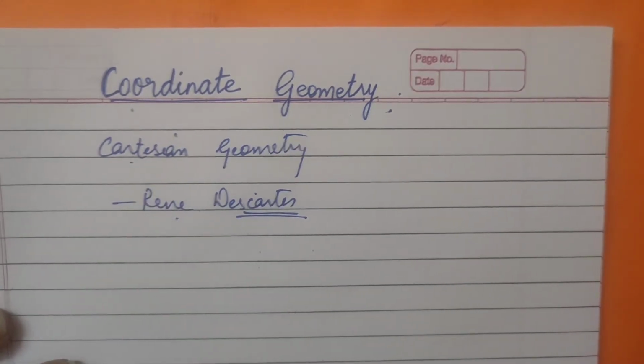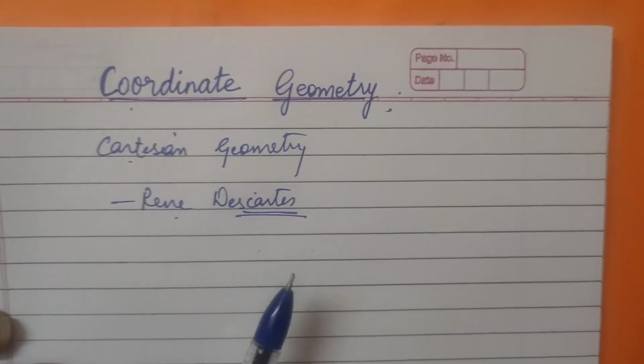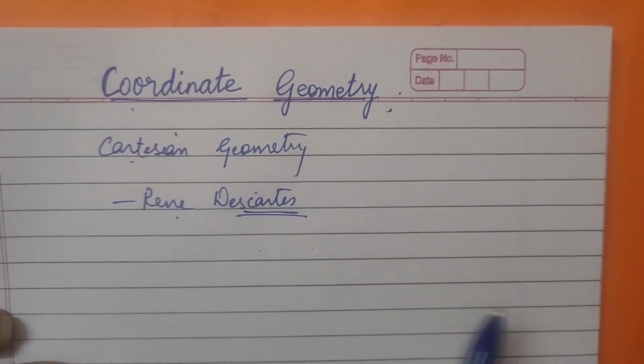It is said to be a branch of geometry where the position of a point on a plane, that is the Cartesian plane, is defined using coordinates. The coordinates mean what? An X coordinate and a Y coordinate here. Okay dear, so let's move to the topic here.